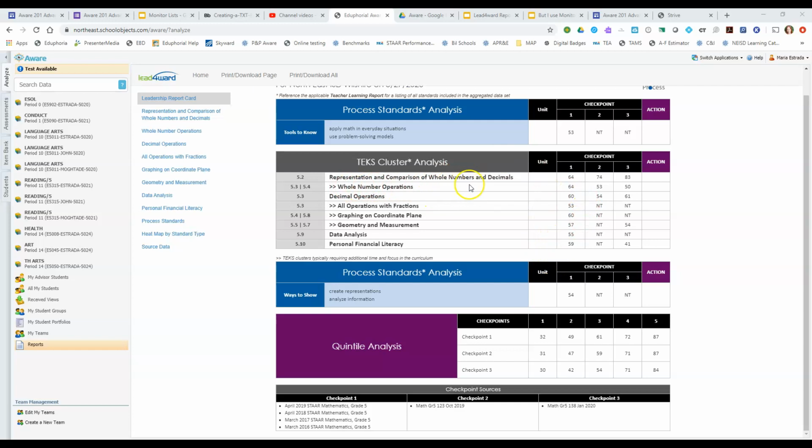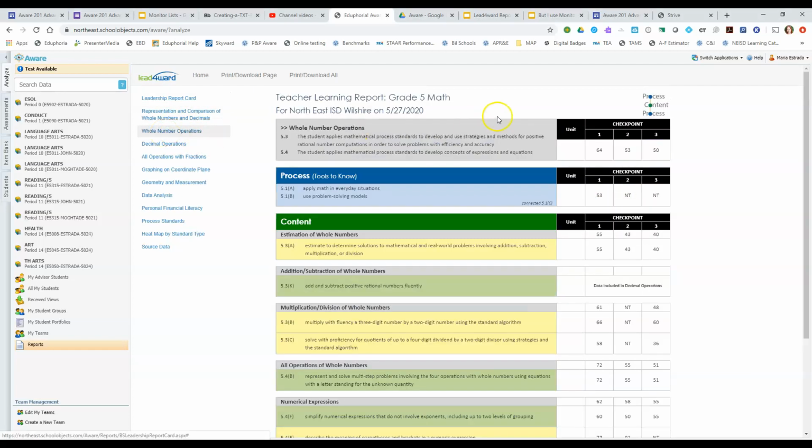So for example, in whole number operations, where I'm noticing that they're starting to lose some ground, I can come over here and click here, and then I'm going to see a whole lot more information broken down by TEKS subcluster. And this is what I was referring to, that you're probably not going to get all of this full TEKS subcluster breakdown on ELAR and SLAR yet. Hopefully that should be worked out as Lead Forward studies the new tested TEKS more.